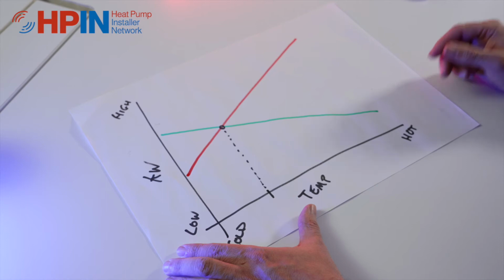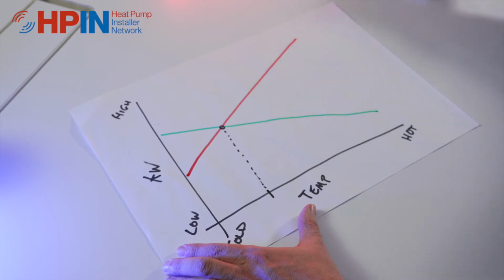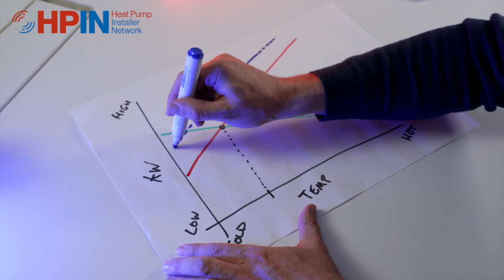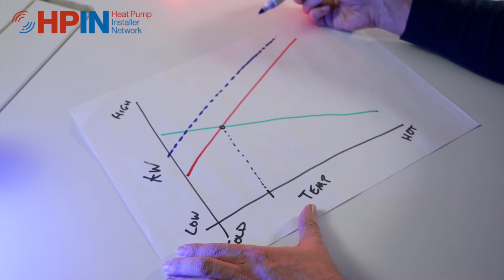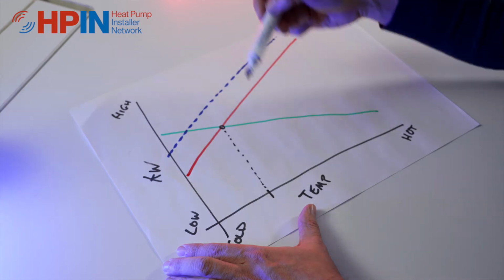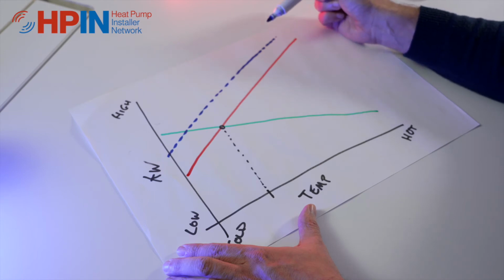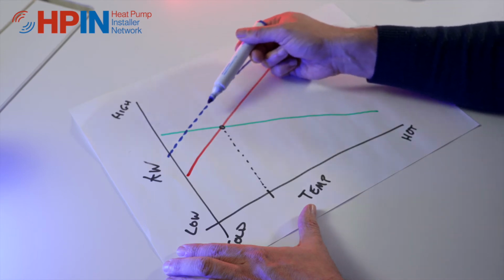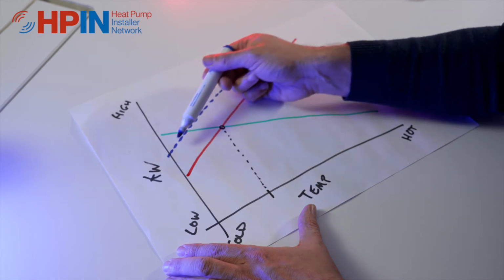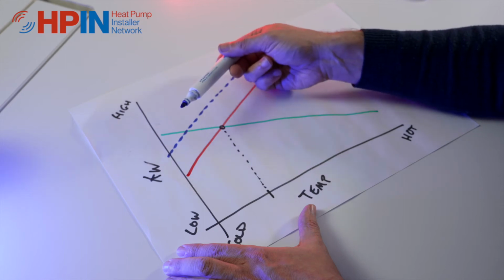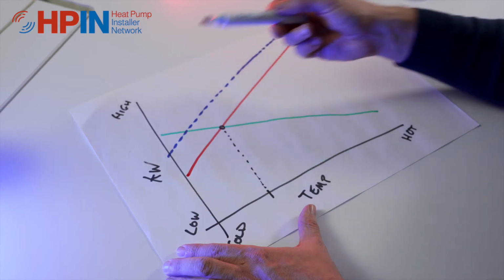Now, if we were to oversize our heat pump, so fit a slightly bigger one in, then what happens is our heat pump cycles, and it goes up and down, kicks in and out, and it's a really inefficient way of running a heat pump. You also notice there that we've gone way past our line here. So we're much higher kilowatts, so it's going to be much more expensive to run as well.